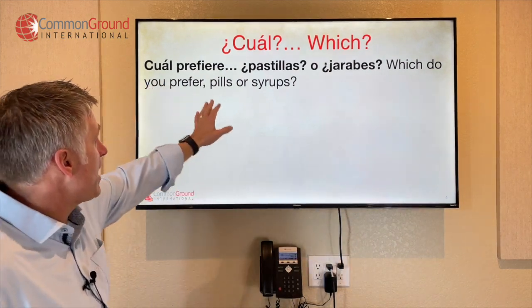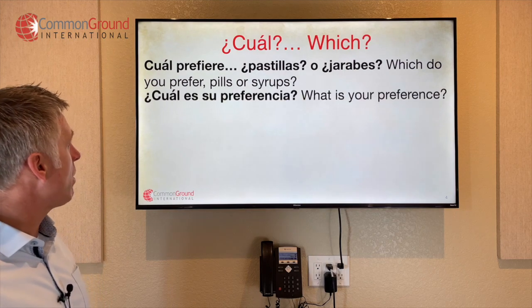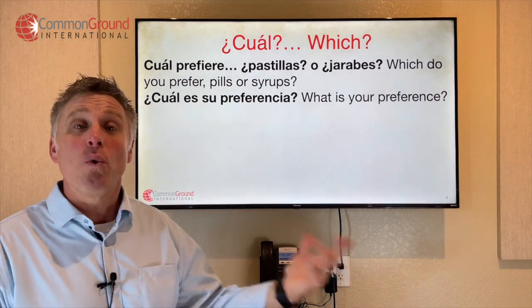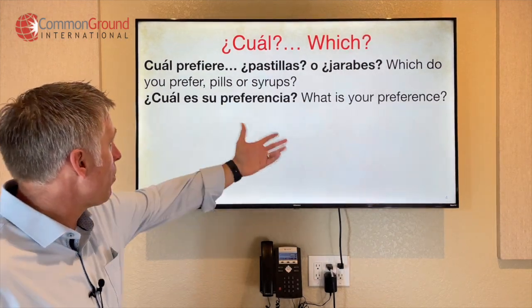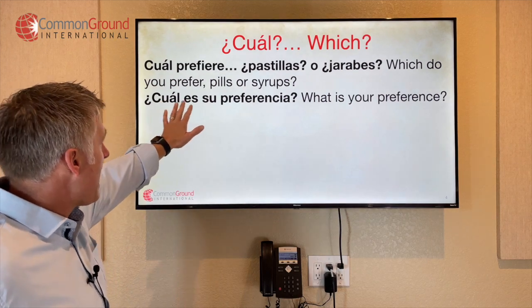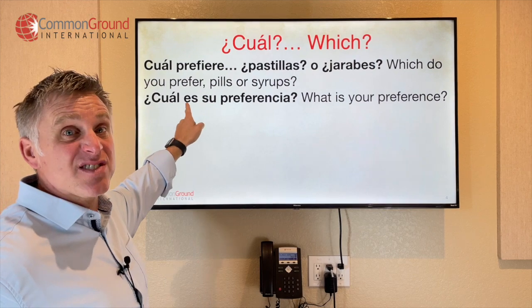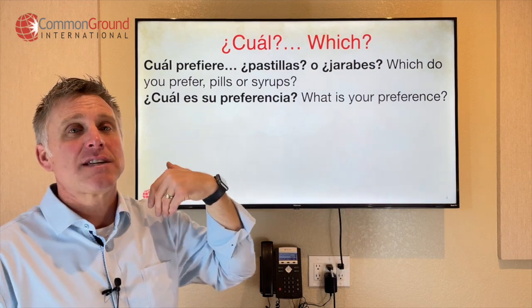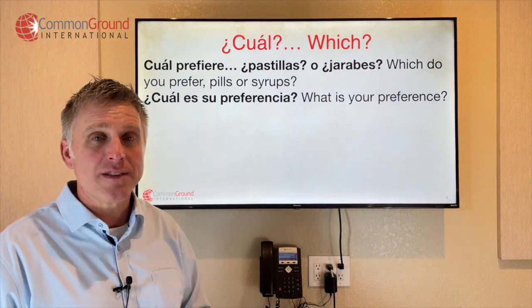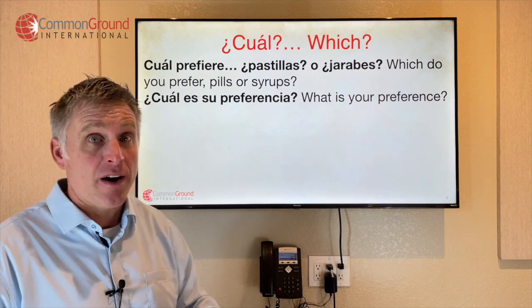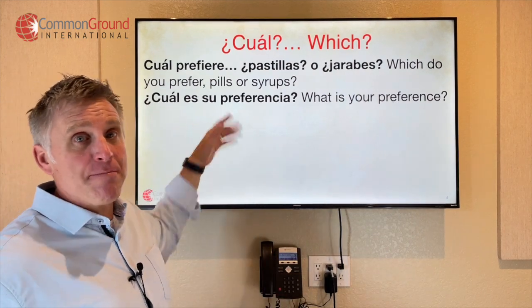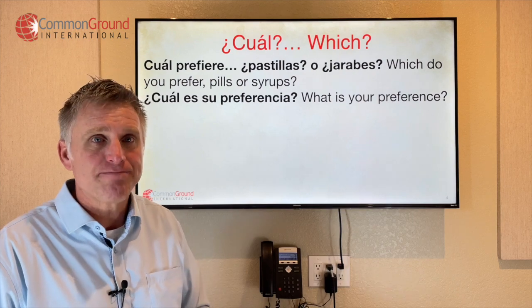Okay, so ¿cuál prefiere? Which do you prefer? ¿Pastillas o jarabes? ¿Cuál es su preferencia? What's your preference? In English, we would say what? In Spanish, it's ¿cuál es? And this is a little deeper discussion, but anytime you have the verb ser, like anytime you want to ask the question, what is, and you're using the verb ser, it's always going to be ¿cuál, okay? Because you're looking for information, okay?